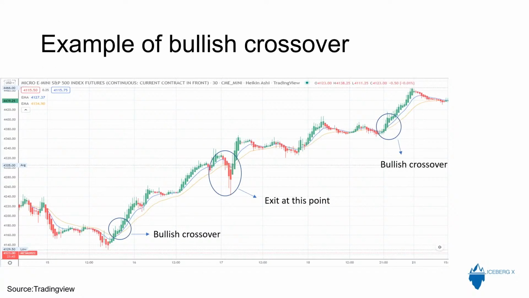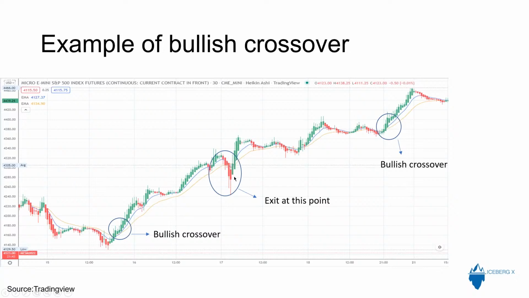Another example, this is basically on Micro E-mini S&P in a bullish scenario. So again, you can clearly see there's a bullish crossover, which means that the shorter term is crossing above the longer term moving averages. And you can see green Heiken Ashi bars, that tells you generally the market is going to be heading on an uptrend. So you can hold on to that position until you see a red Heiken Ashi bar, which is trading way, breaking down your moving averages. That could be a signal for you to exit that particular position.